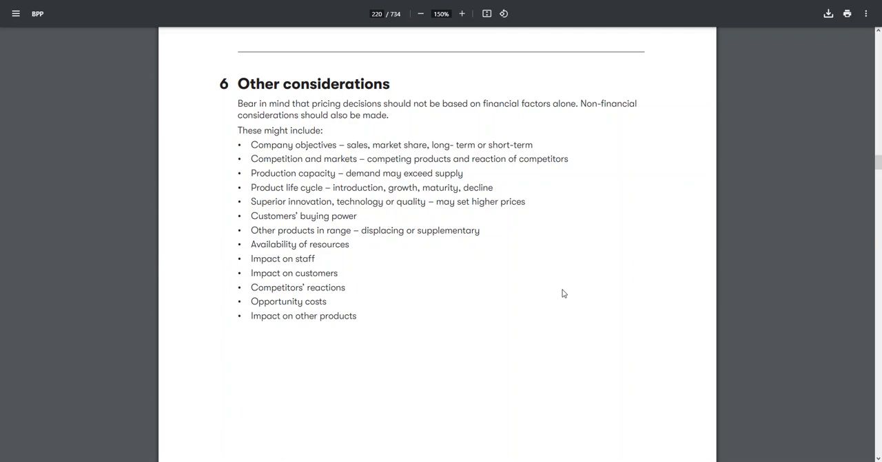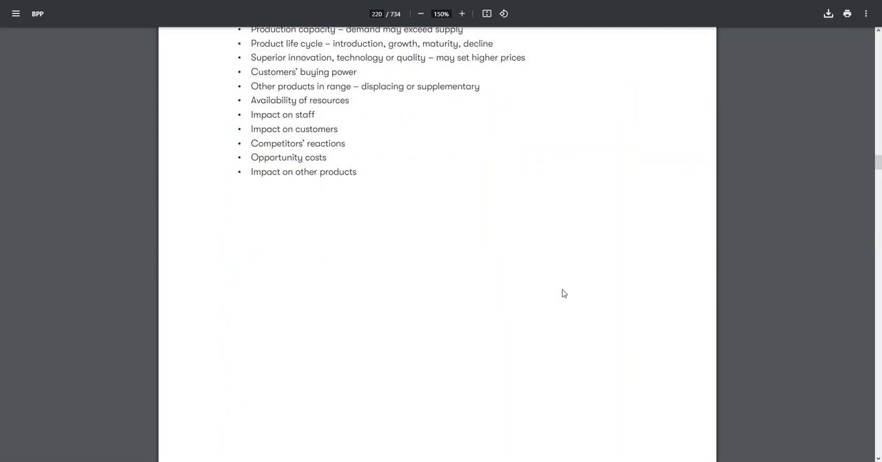Opportunity cost will be, for example, we have a quantity available that we could sell at a higher price. If we sell them at a lower price, we will make lower profit. If we had sold them at a higher price, we would have made higher profit. Impact on other products: sometimes when we are charging a lower price for a product, the demand for that particular product increases, but we have other products as well that we are selling, and the demand for those products could reduce. So these were the theoretical parts in this chapter.